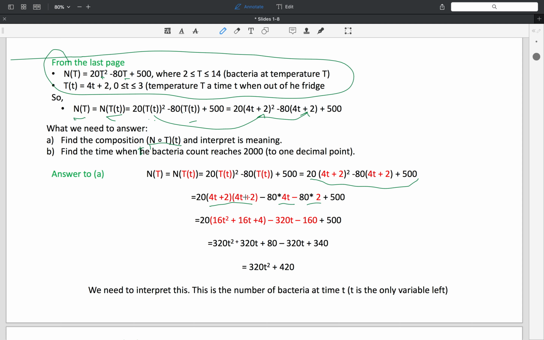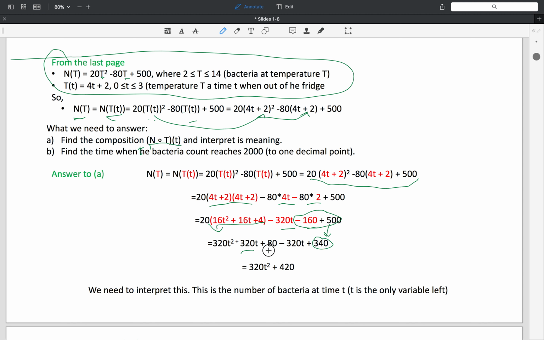When I square this, I'll let you do that on your own. This is what I get. 80 times 4t is going to be 320t. 2 times 80 is minus 160 plus 500. And then I distribute: 20 times 4 is 80, then I get minus 320t minus 160 plus 500. Notice that I've added those two things here, and I've gotten 340 over here.